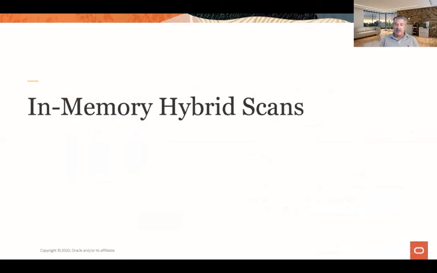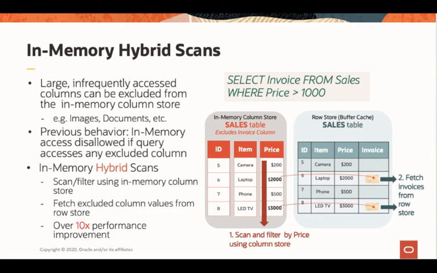So let's talk a little bit about that. Previously, if you excluded columns, we'd have to go to the row store to run the entire query. With in-memory hybrid scans, you can actually run the query and access the data in the column store, and then for any projection columns in the select clause, we can go to the row store to pick up those individual columns, or attributes, after the resulting row set is determined. This can be much faster than running the query strictly from the row store. So let's see how this works. I've got some examples for you.